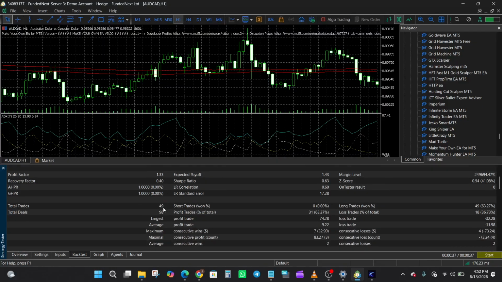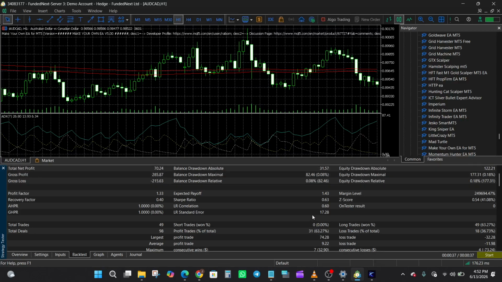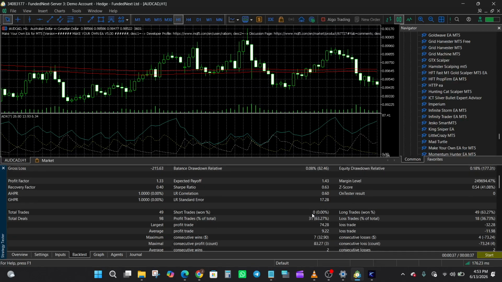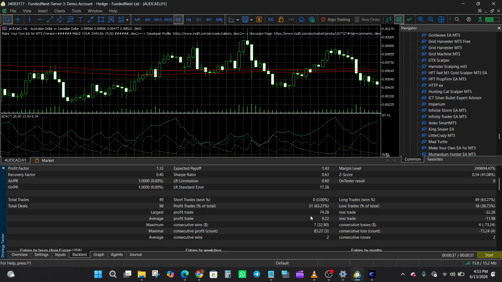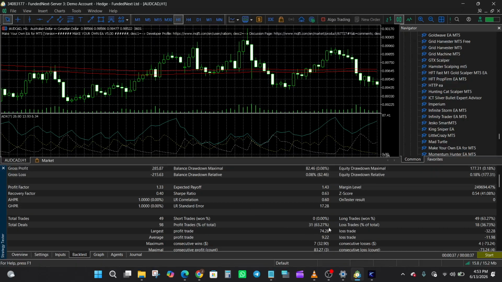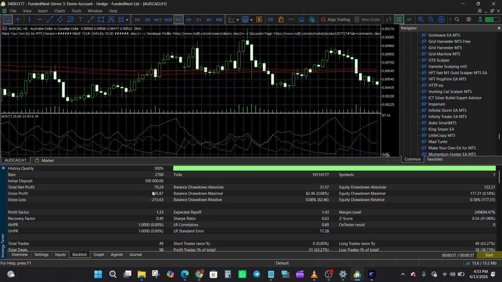and the total trades taken were 49, out of which 31 were profitable, giving us a 63.27% win rate. And the largest profit was 74.28, while the largest loss was 32.28. The average profit was 9.22 and the average loss was 11.98. So this shows me that the average risk to reward ratio is pretty bad. All right. And then when you put that side by side with the win rate, it is not exactly impressive. So I'm not really surprised to see a very tiny profit generated.